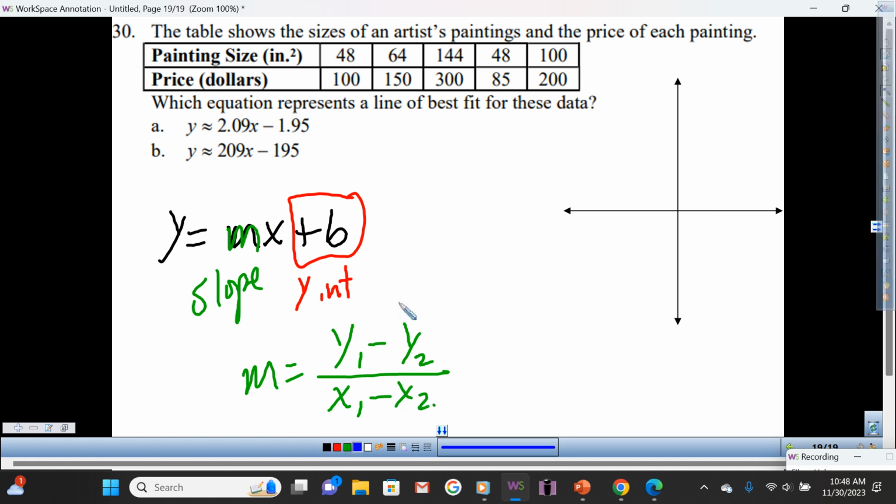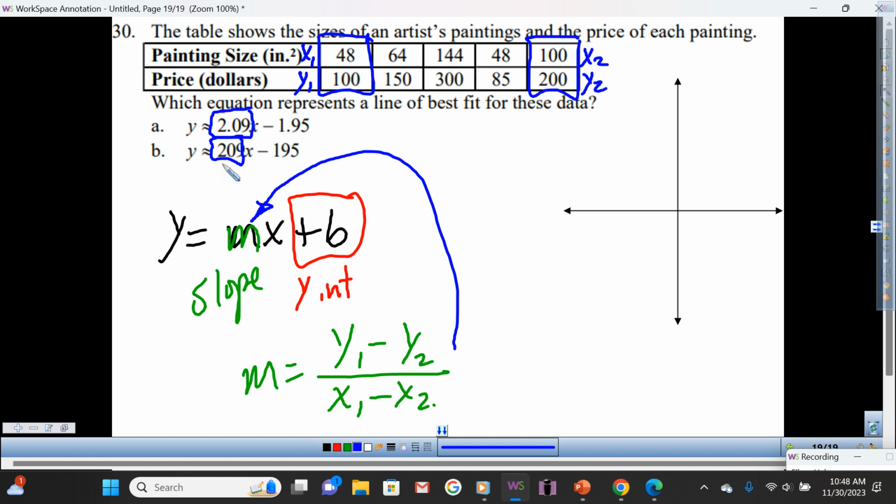All right, and how do we get these values? Well, select two coordinates. I'm going to select this one and this one. This one would be my x sub 1 and the bottom one y sub 1. Which means this one would be my what? X sub 2 and y sub 2. Once you substitute those values in here, that's going to give us what? Our slope, which would be here. And that's going to tell whether it's 2.09 or 209. So just by the fact that you find the slope, you'll be able to tell which one is the answer.